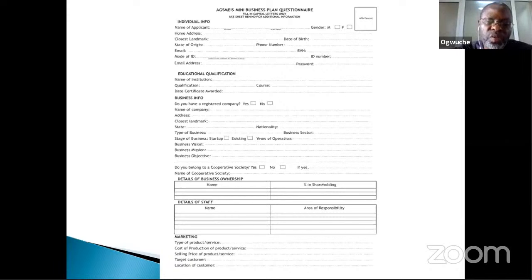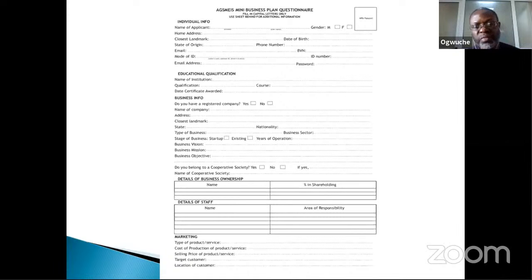Details of business ownership. Here we're looking at the structure of the business. Is it a registered company with shareholders, or is it a sole proprietorship where the ownership is just one single individual? If it's a sole proprietorship, you simply write your name, and then the ownership share percentage in shareholding is going to be 100%. So if it's Matthew Ventures and you are the sole proprietor, you simply write your name, and of course 100%.